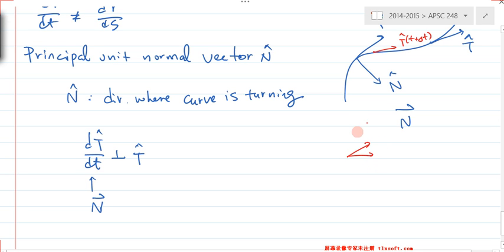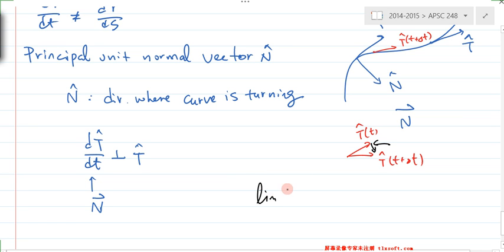and this is t hat at t, and this is t hat at t plus delta t. Then I can have a very small vector constructed from these two here. And for this particular one, that's actually according to the derivative definition. Remember the derivative definition as well.